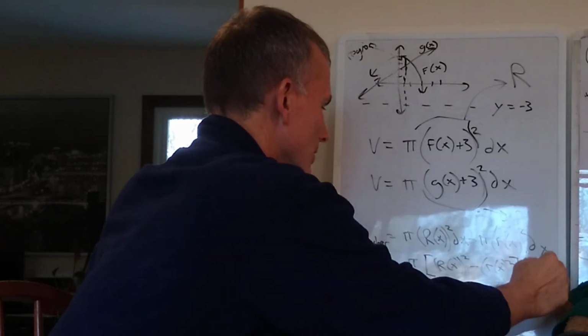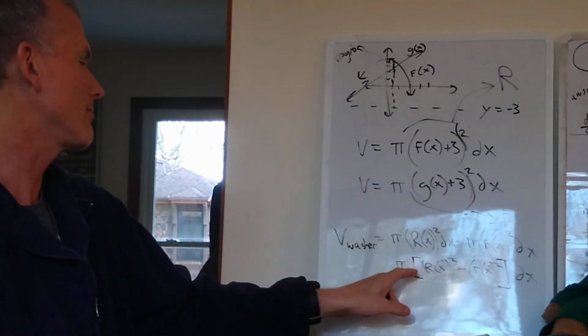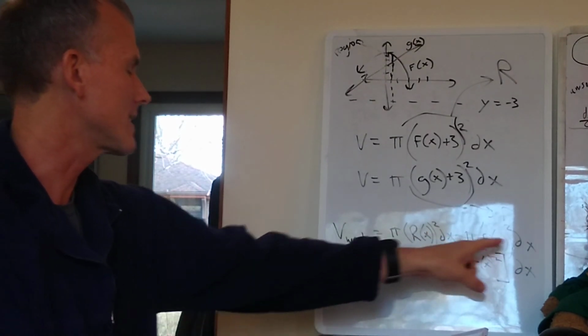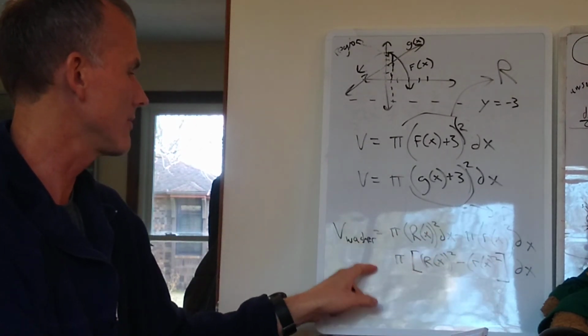and then there's a dx in both of them. So essentially I factored a pi out of both of those terms, put it here, factored dx out of both of those terms and put it here. This is still V sub washer.